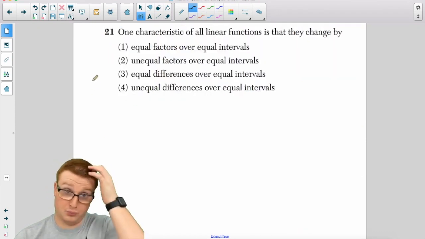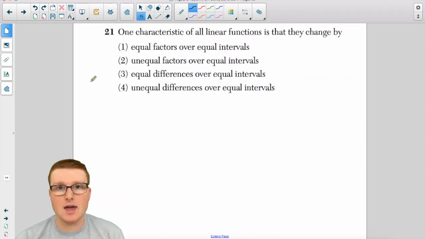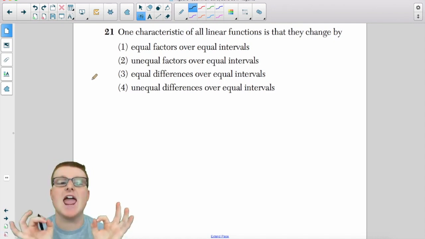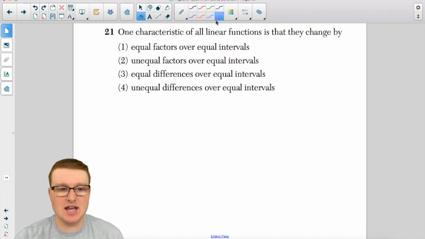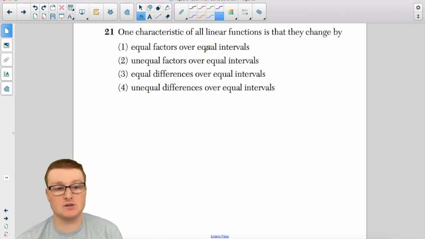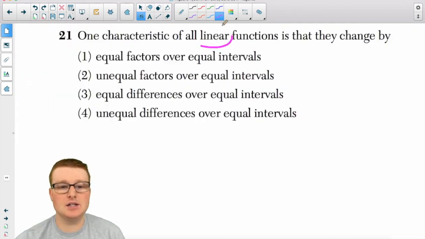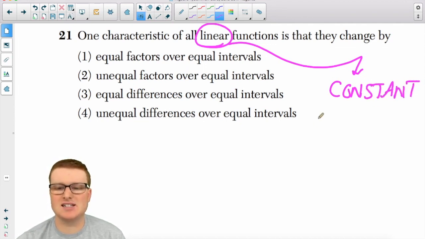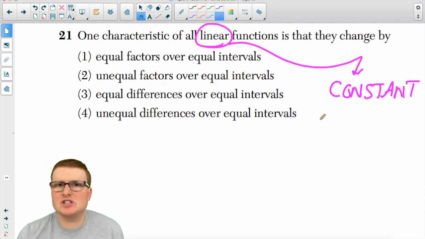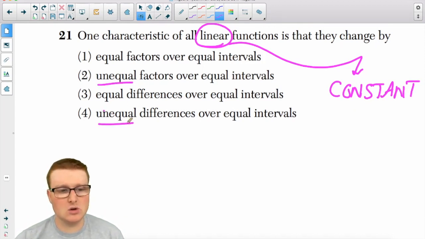21. Oh God, I hate this question so much. One characteristic of all linear functions is that they change by equal factors over equal intervals, unequal factors over equal intervals, equal differences over equal intervals, unequal differences over equal intervals. First of all, a linear function is constant. That's what I need you to know. It's constant. So the fact that unequal is in these answer choices makes no sense. So anything that says unequal, get rid of them.